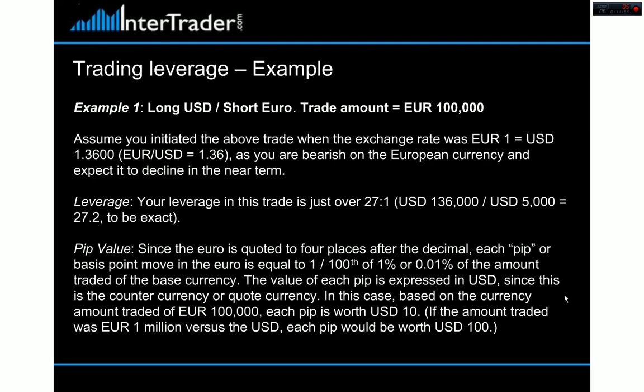And understand the pip value. So the pip value is equal to 1/100th of 1%, or 0.01%. So what you're figuring out is that for the 100,000 euros you're trading, you're trading $136,000 equivalent in dollars. So what you're trying to understand is your relationship, and that's 27.2. But then you understand that every 0.01% of move is equal to $10. So that's what you're essentially doing.